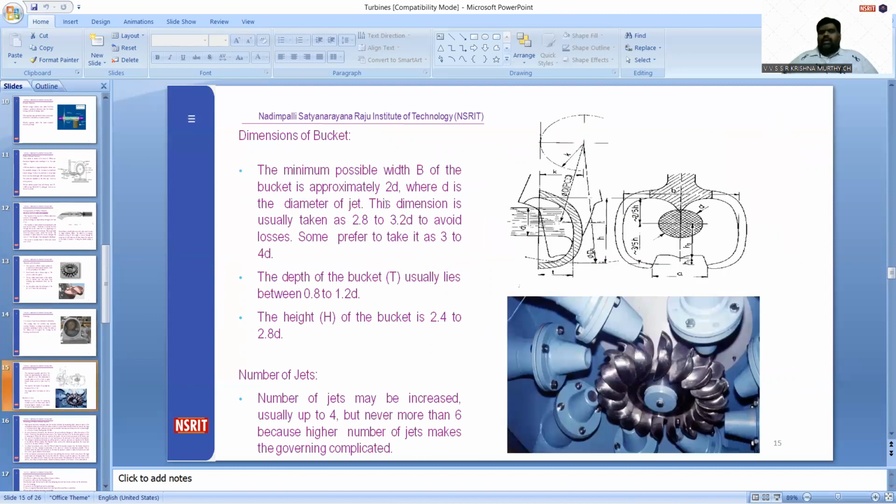And the dimensions of the bucket: the maximum width of the bucket is taken as 2 times the diameter of the jet, the usual value is 2.8 to 3.8, and the depth is taken as 0.8 to 1.2 times the diameter of the jet. The head is taken as 2.4 to 2.8. And usually we take the number of jets as 4, but never more than 6, because a larger number of jets may complicate the governing.